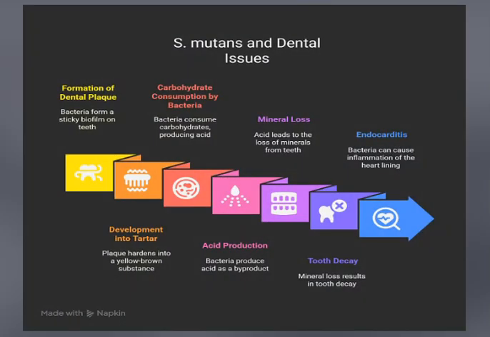Streptococcus mutans is a bacterium strongly implicated in the development of dental caries, commonly known as tooth decay. It's a primary contributor to the formation of dental plaque, a biofilm on tooth surfaces where it produces acid from sugars, leading to enamel demineralization and ultimately cavities.